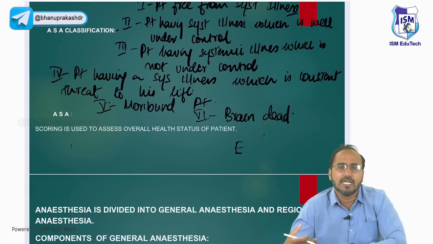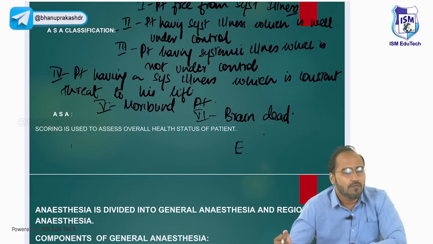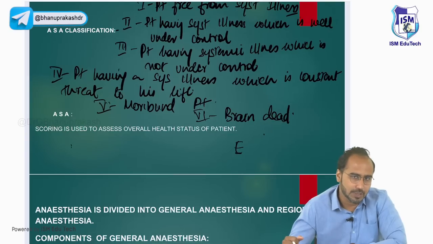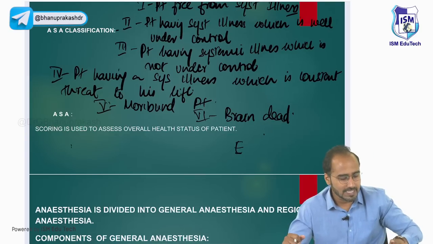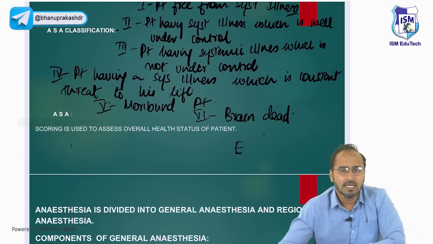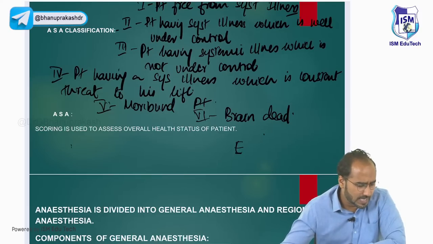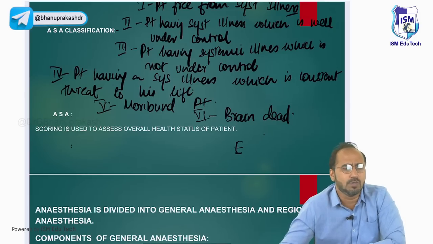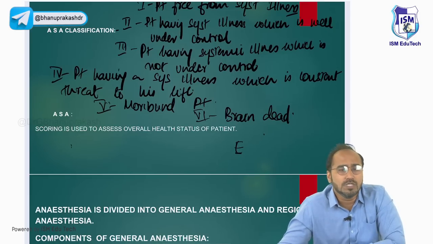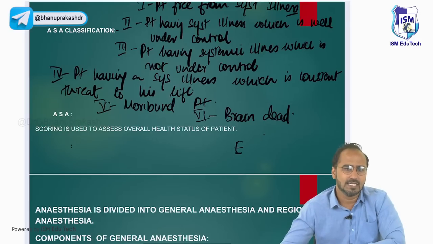Now, in the other scenario, I gave you this scene. A patient comes to your clinic for ruptured ectopic pregnancy management. Ruptured ectopic pregnancy management means what, guys? You are asking the patient about the history. Are you suffering with diabetes? Are you suffering with hypertension? The patient says, no doctor, I don't suffer from diabetes, I don't suffer from hypertension. So she will be under one only.